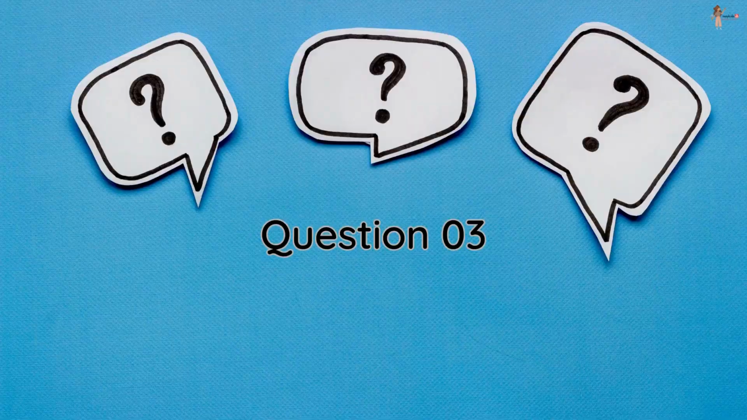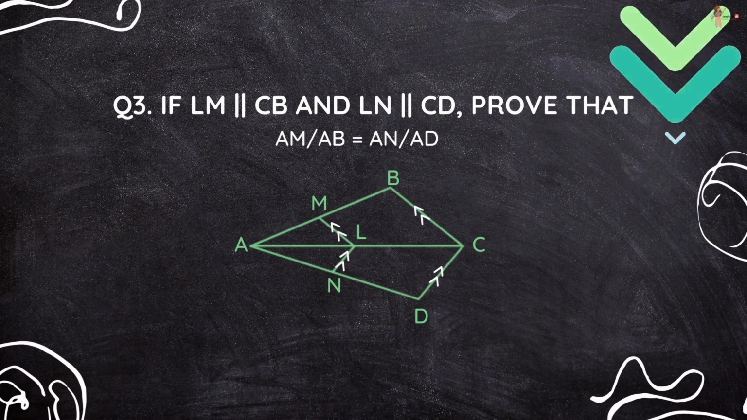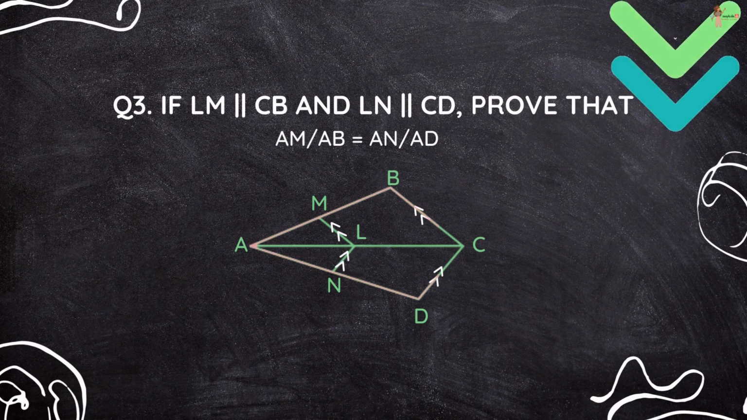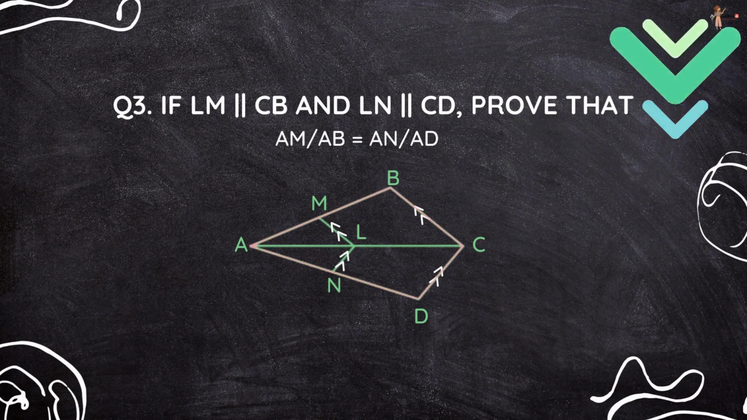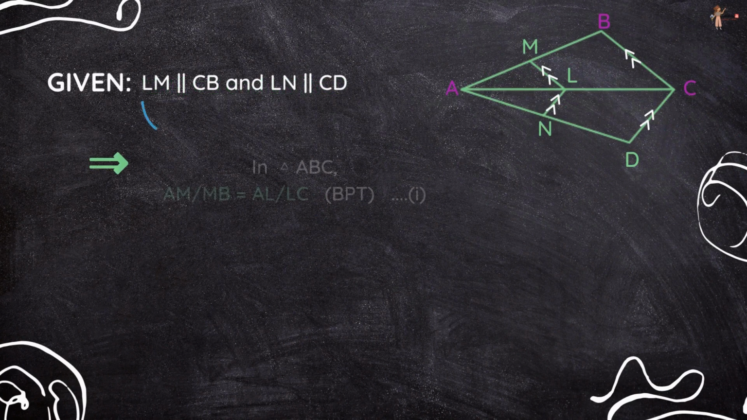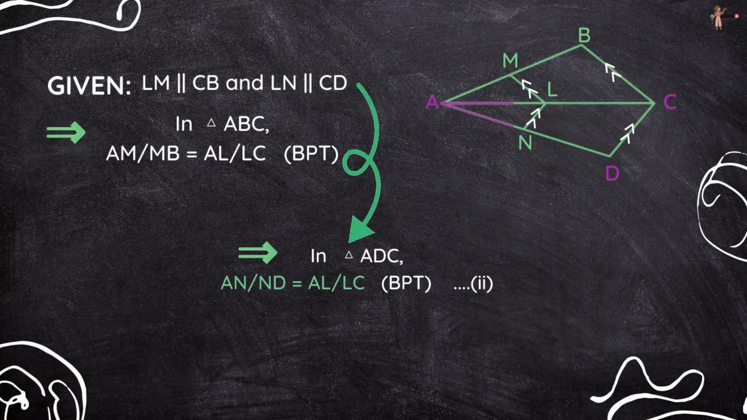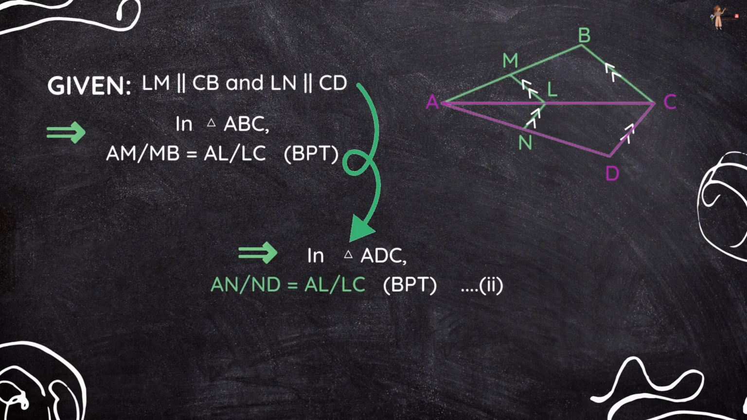Let's see question 3 now. If LM is parallel to CB and LN is parallel to CD, prove that AM upon AB is equal to AN upon AD. In triangle ABC, AM upon MB is equal to AL upon LC since LM is parallel to CB by BPT theorem. Similarly, in triangle ADC, AN upon ND would be equal to AL upon LC by BPT theorem again.